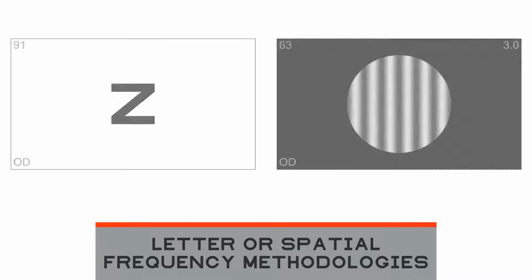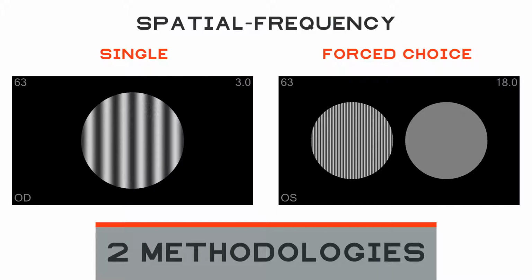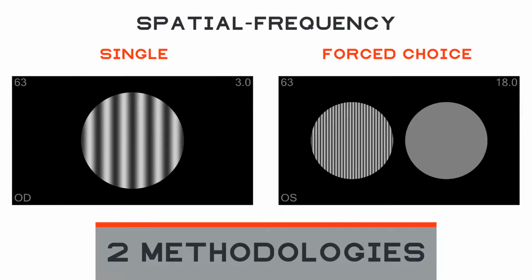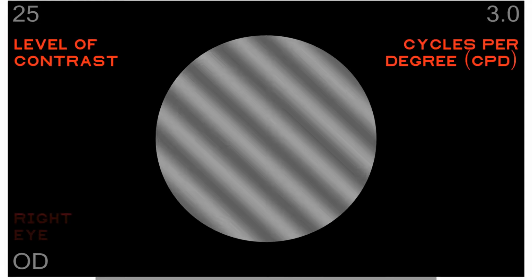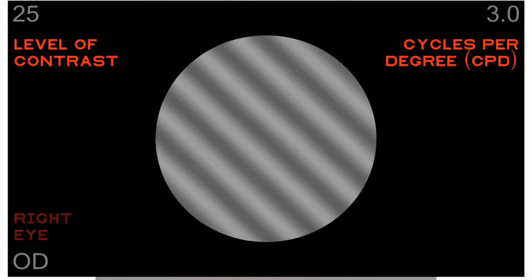Start by using the letter test before moving on to the more comprehensive spatial frequency test. The spatial frequency test either uses one target at various angles or two targets side by side, one blank. During testing, level of contrast, cycles per degree, or spatial frequency, and eye being tested are all displayed on screen.